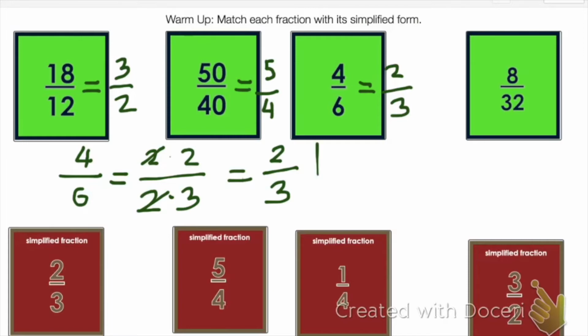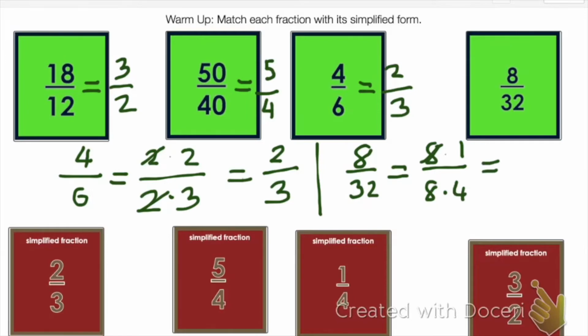And the last one we can do is a over 32. We know that a goes into both a and 32. So a times 1 is a, a times 4 is 32. And then we can cancel both a's. So we will have 1 over 4 as the simplified form.